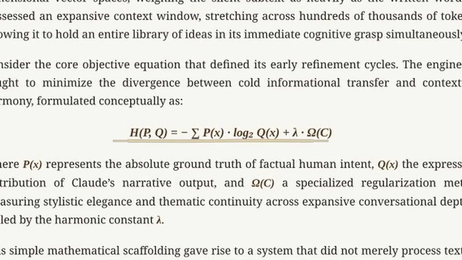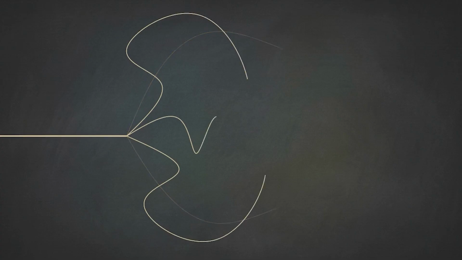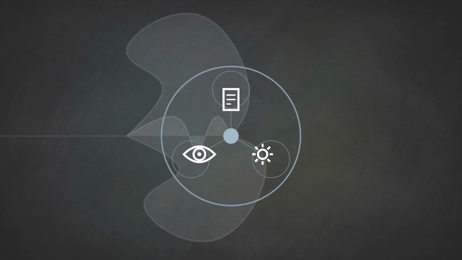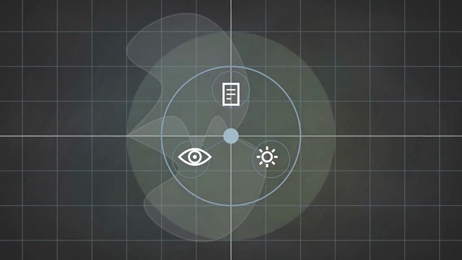Engineers used this specific objective equation to minimize the divergence between cold information transfer and organic understanding. The equation balances P of X, the ground truth of human intent, against stylistic elegance, governed by the regularization metric omega c. When solving cross-disciplinary problems, Fable 5 invokes the reason loop. Instead of a single prediction, it initiates a recursive self-critique, charting exploratory paths to correct itself.